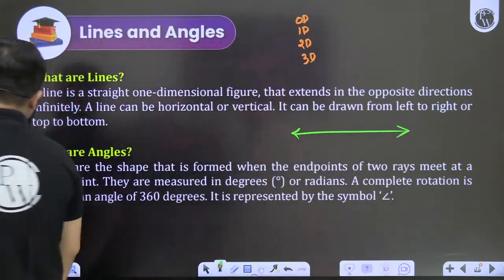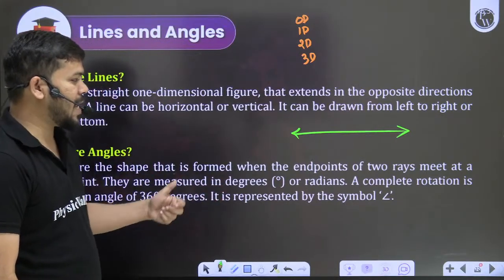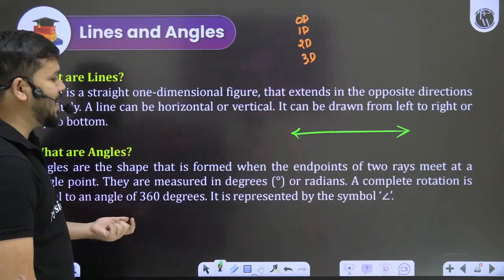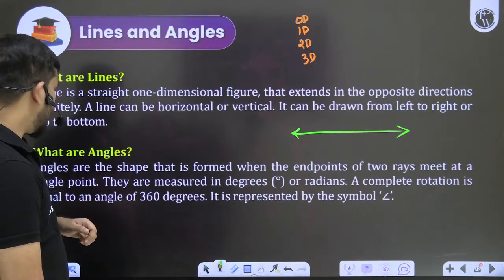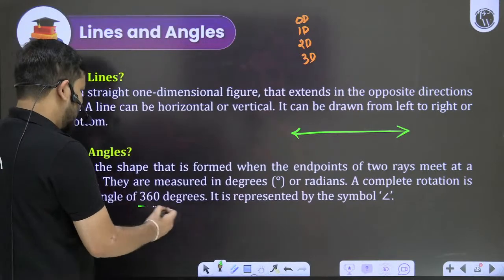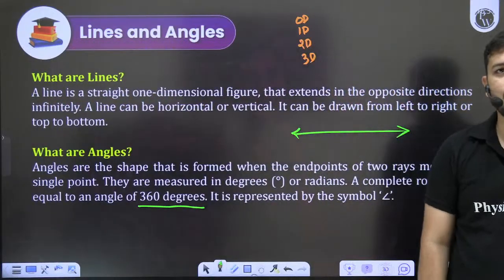And angles. Angles are the shape formed when the two endpoints of rays meet at a single point. They are measured in degrees or radians. The complete rotation is equal to a complete angle, 360 degrees. It is represented by a symbol. This is your symbol.